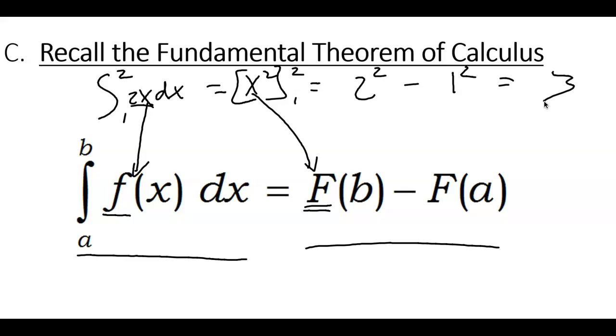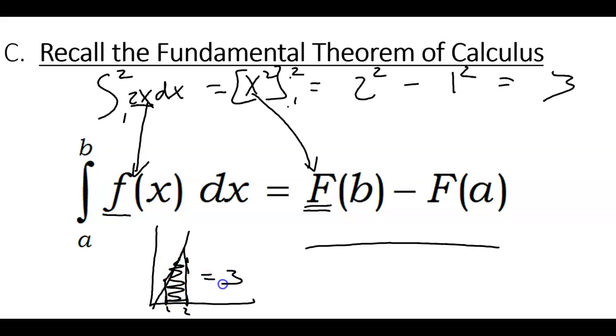Now, geometrically, we can actually solve this with geometry, by the way. I could graph this line, 2x. Y-intercept is 0, over 1, up 2. Pretty simple. It's going to look something like that, and we're going from 1 to 2. Well, that's just a trapezoid, isn't it? So we can find the area of that trapezoid and have our answer. But we already know it's going to come out to be 3, thanks to the fundamental theorem of calculus.